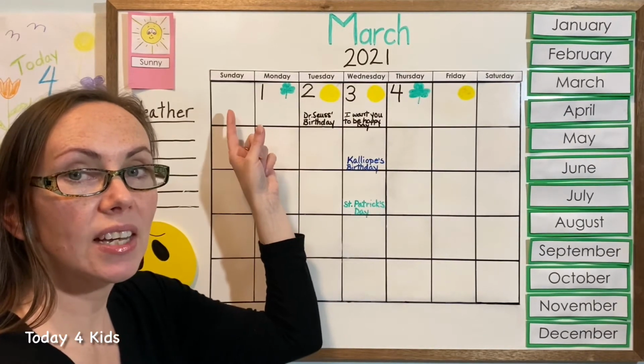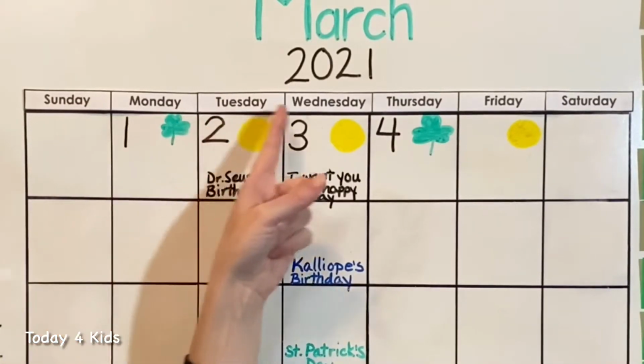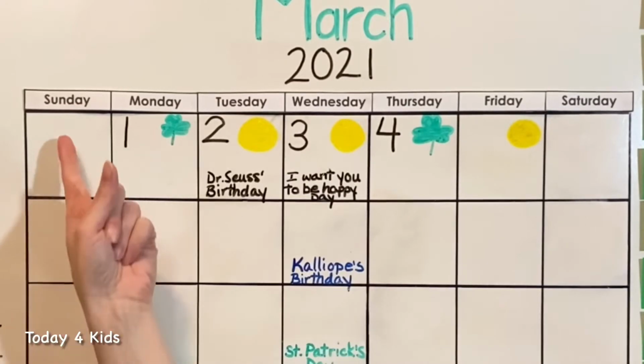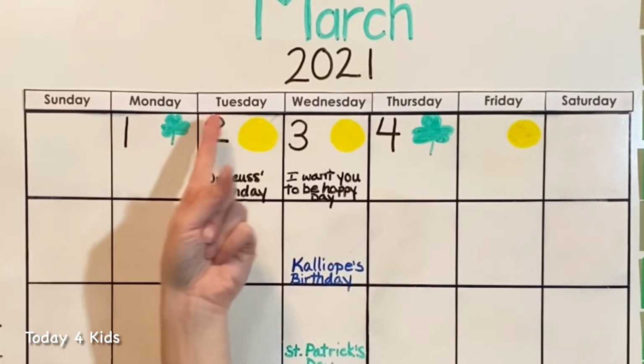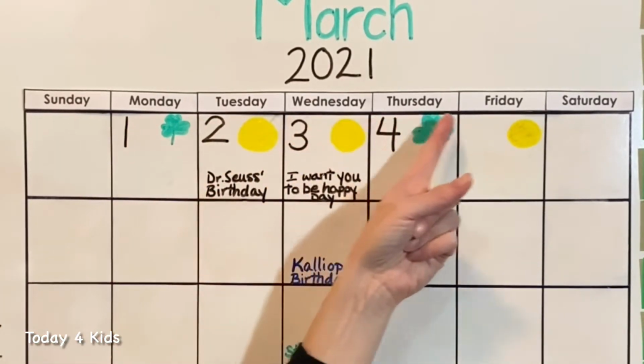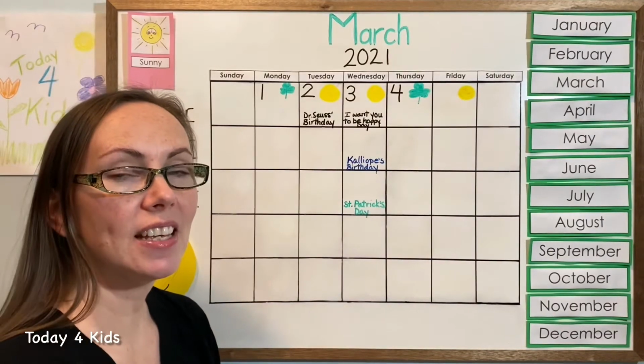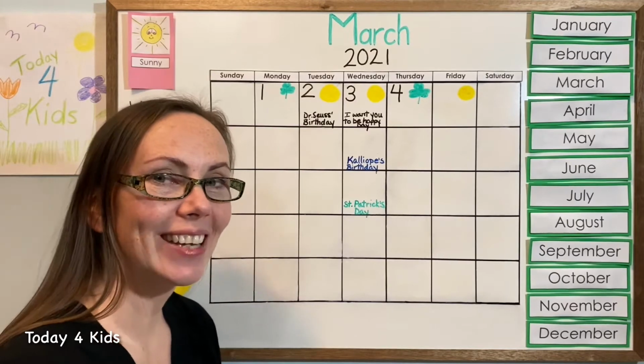We will learn together. 1, 2, 3, 4, 5, 6, 7. There are 7 days in the week. Sunday, Monday, Tuesday, Wednesday, Thursday, Friday, Saturday. Good job. Thank you for singing that with me. It's so much more fun when we do it together.